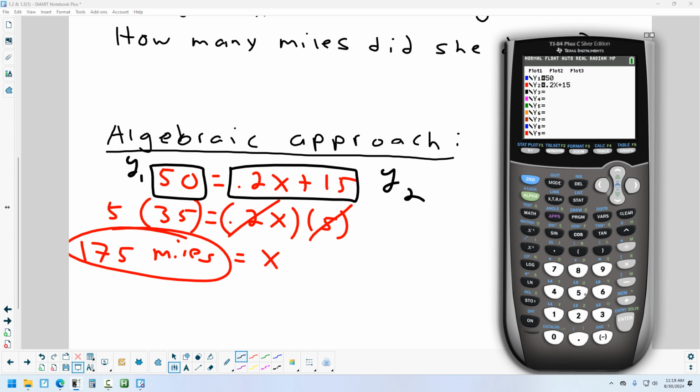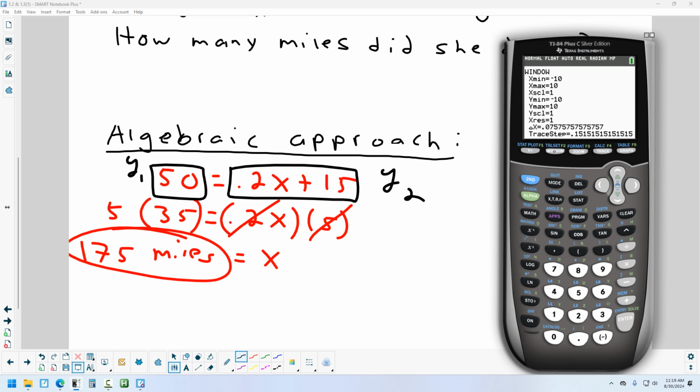50. So if we do a standard window, which is negative 10 to 10 on the x and y, are we going to see anything? No. We've got to go way past that. In fact, we already know how far we have to go on the x-axis. We have to go out all the way to 175. But let's say we didn't know that.